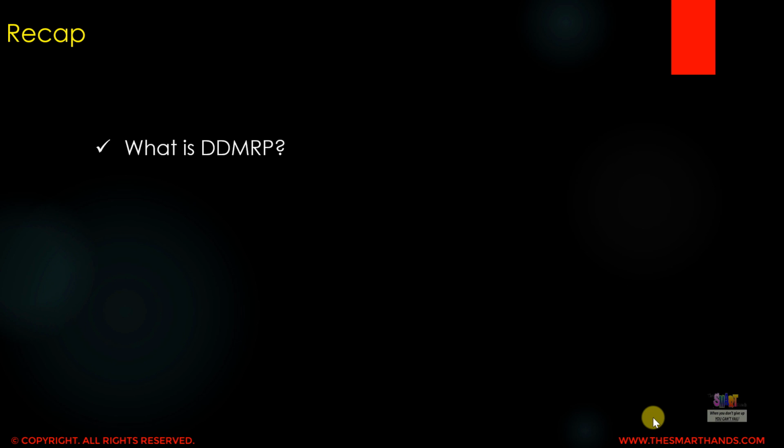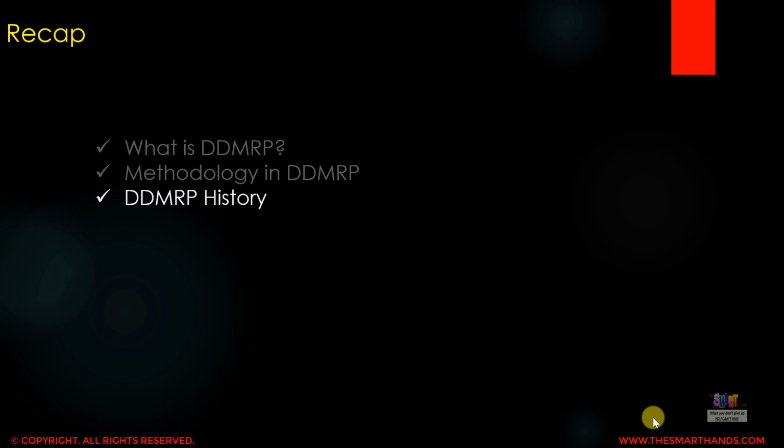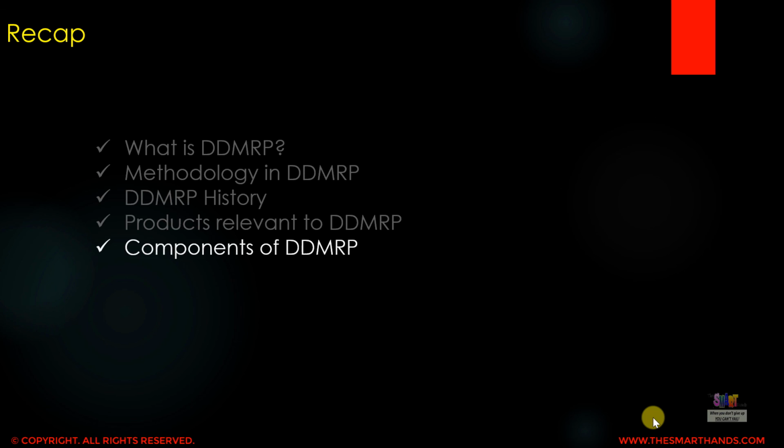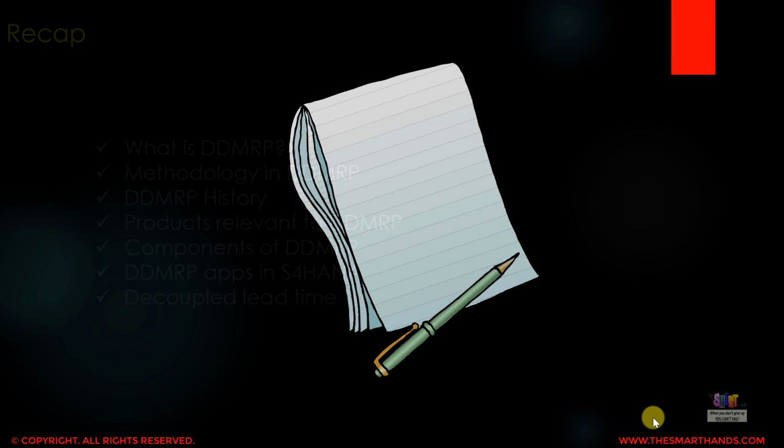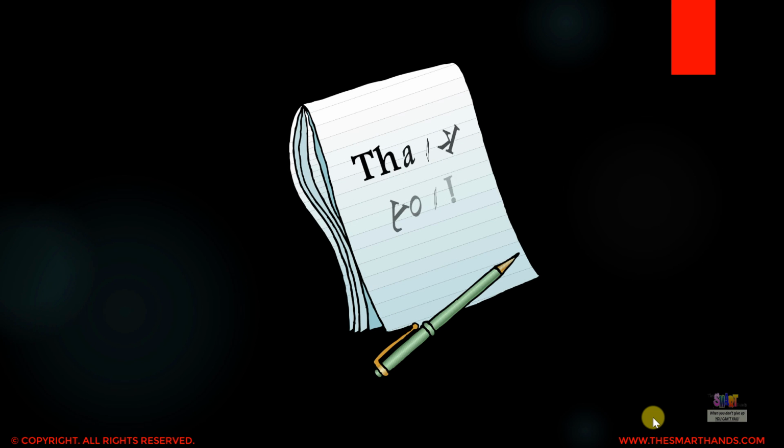So that's all about this video. In the next video, we'll do some practical and I'll show you how it really works step by step in the S/4HANA system. And just a recap, now we learned about what is DDMRP, methodology in DDMRP, DDMRP history, products relevant to DDMRP, components of DDMRP, DDMRP apps available in S/4HANA system, and what is decoupled lead time and how it is calculated. So that's all about this, and thank you very much for watching this.